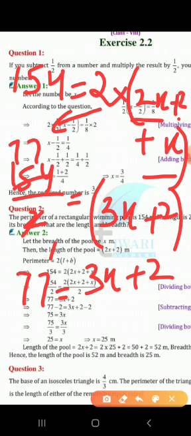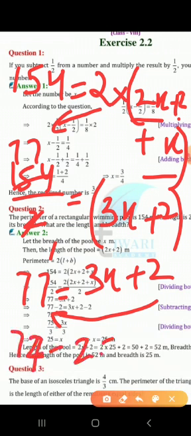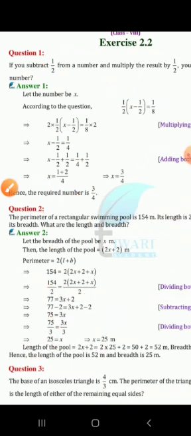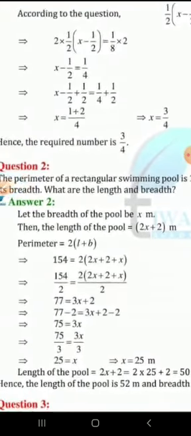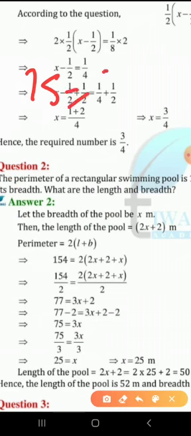Here also we will collect the constants, the numbers, together. So 2 we will shift to the left hand side. Here it is addition, so there it will become subtraction. Plus 2 will become minus 2, equal to 3x. So 77 minus 2 gives you 75, and here it is 3x. So 75 equals 3x.